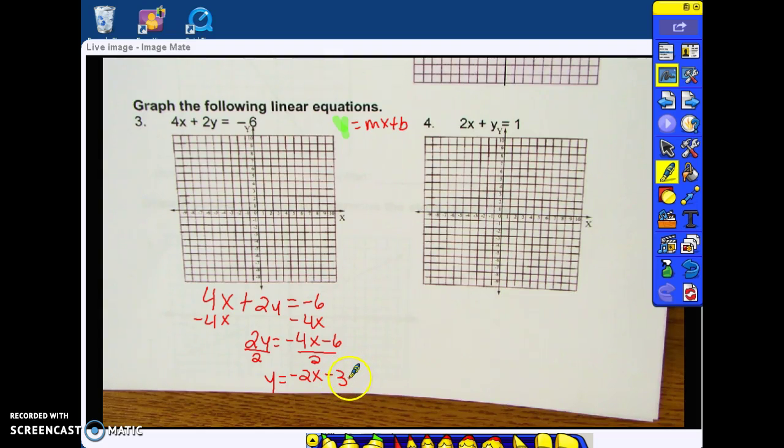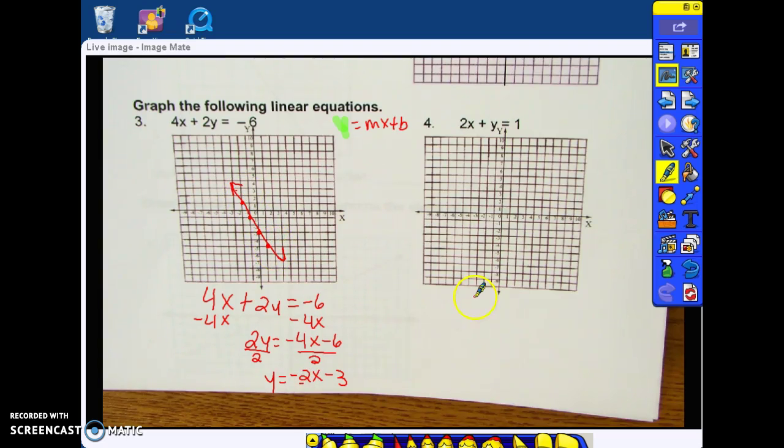First thing I graph is my y-intercept. I'm going to go down 3. And my slope is negative 2. So I can go down 2 and to the right 1, or up 2 and to the left 1, as long as you get a negative slope. If your number is negative in your slope, then your slope needs to be negative as well.